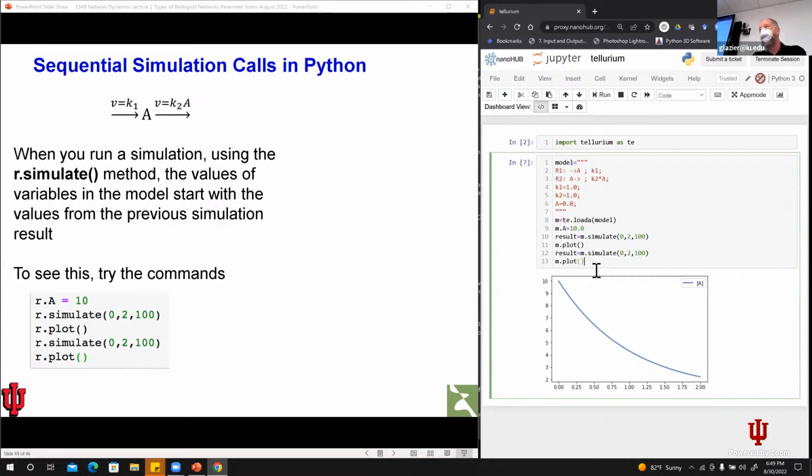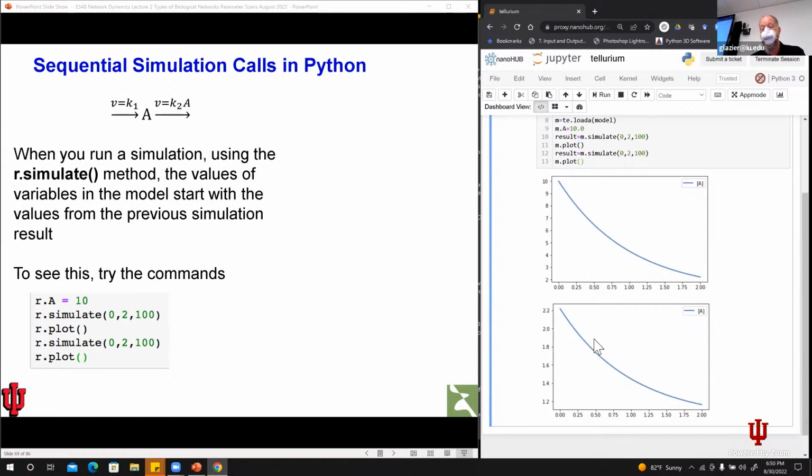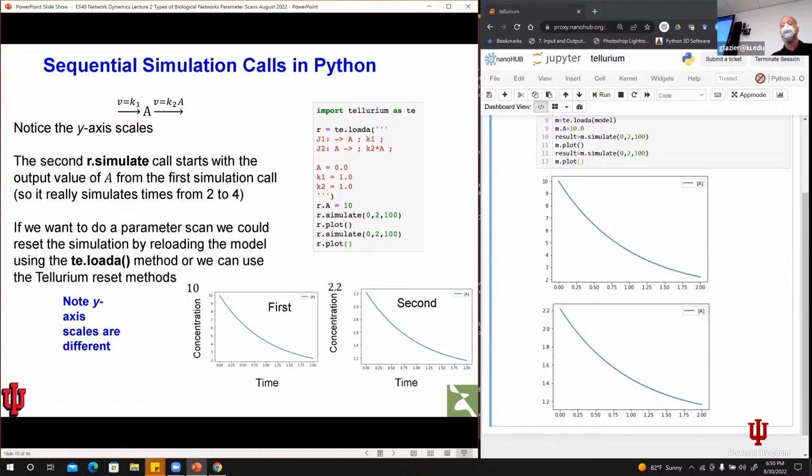Why could that be useful? The shapes of the curve look awfully the same, but look at the values on the left-hand scale. Did everybody get that to work? What happens is that the state of your system in your simulator in R is stored after you do a simulate. And so if you do a second simulate, it continues the simulation from where you ended.